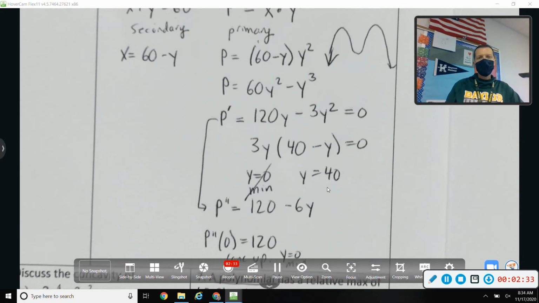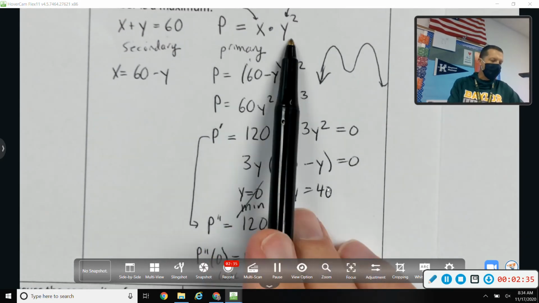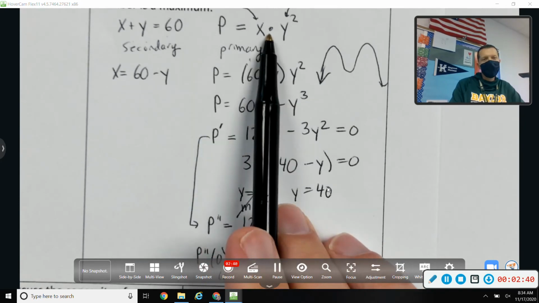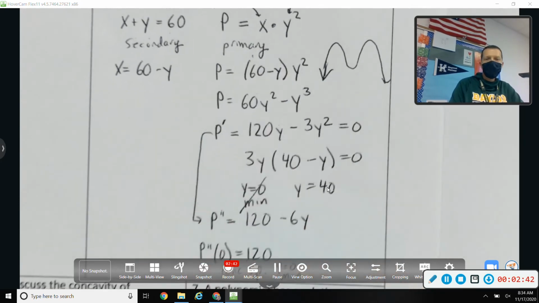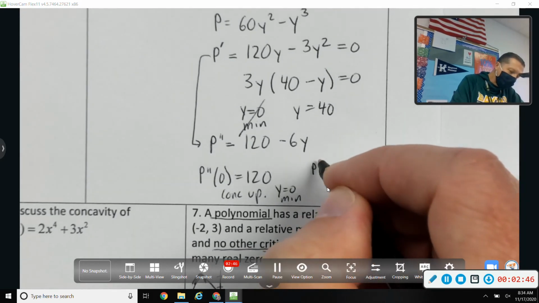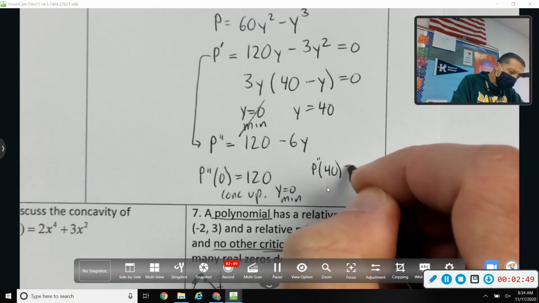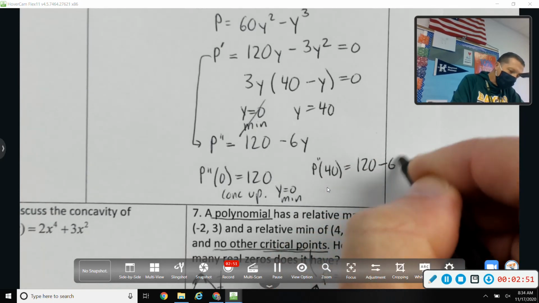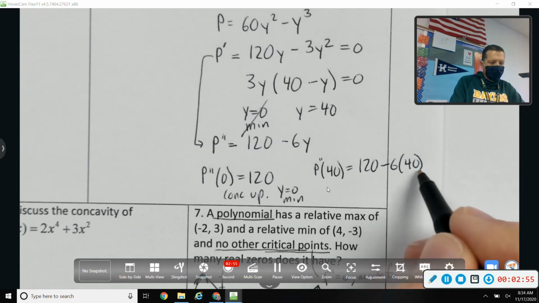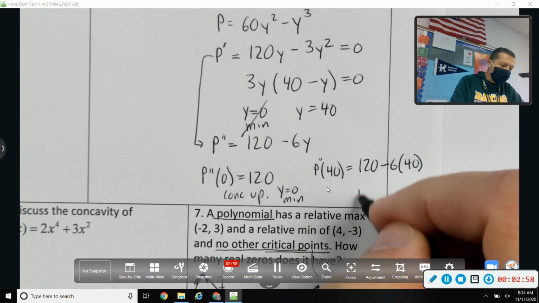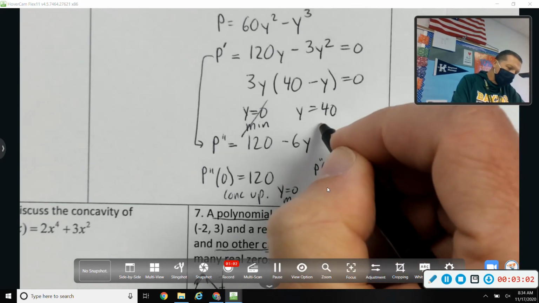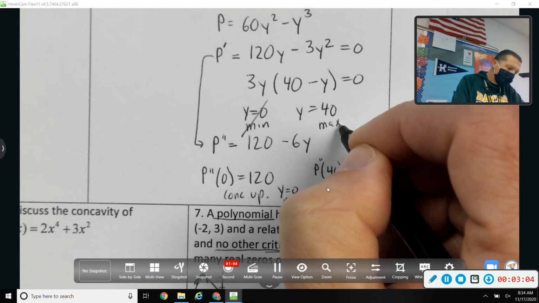Kind of thinking back to the problem, you want the product to be maximized. Well, if y is 0, your product is going to be 0. So that does sound like that would be a minimum, not a maximum. So I'm thinking 40 is a maximum, but I need to justify that or show that or prove that. So 120 minus 6 times 40. 6 times 40 would be 240, so it's negative. That's all we need to know. So y equals 40 is a maximum.